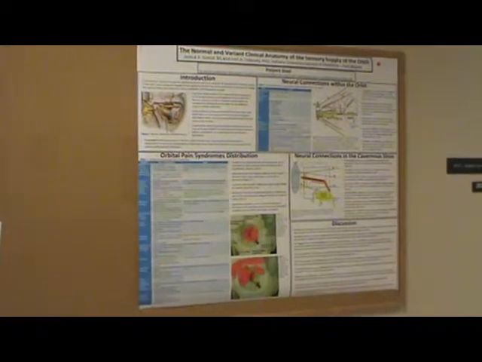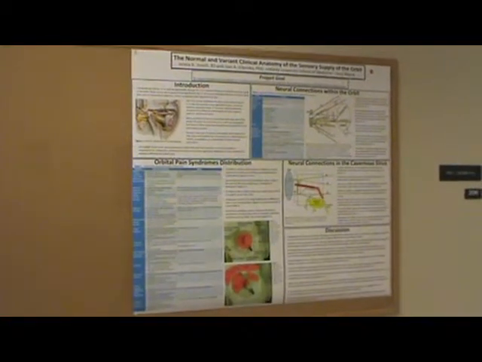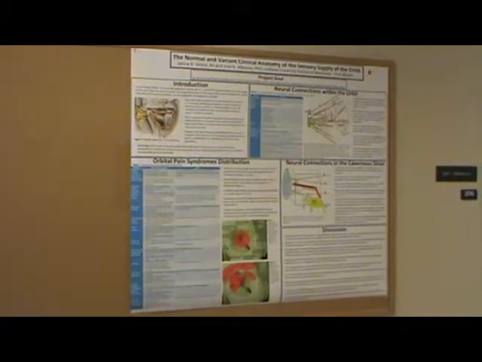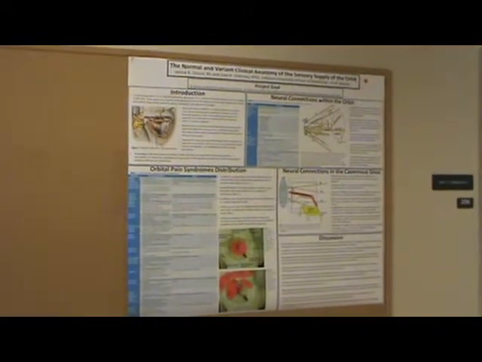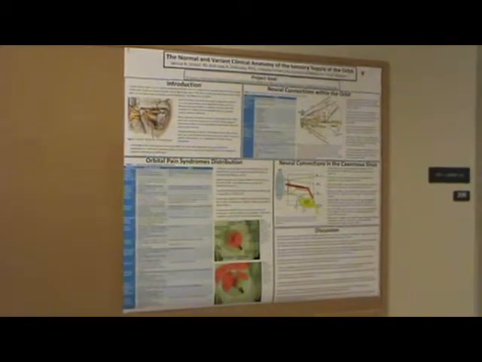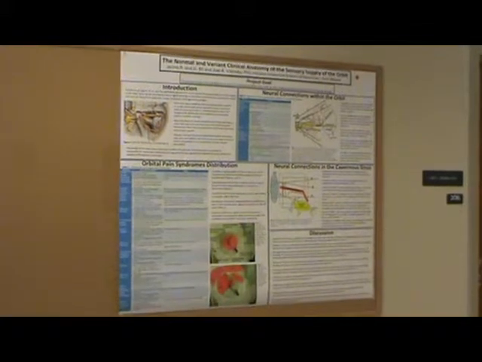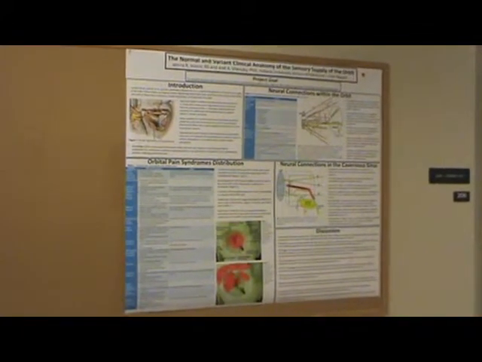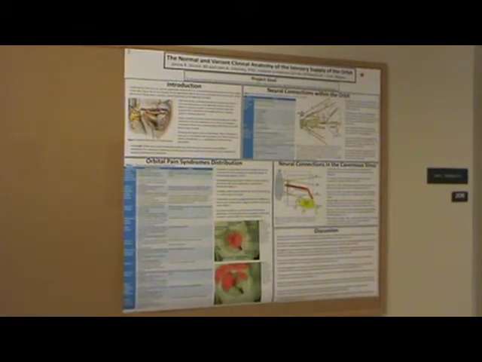The great amount of variability reported in the neural connections within the orbit and cavernous sinus suggests either connections exist in all of us but have been missed, or there is indeed great variability. If variability within the orbit and cavernous sinus is true, this variability may be comparable to that seen in the brachial plexus and be of equal clinical relevance.